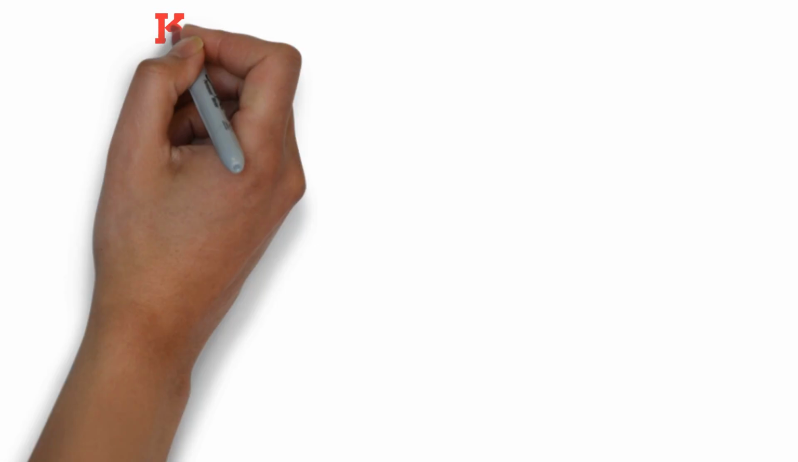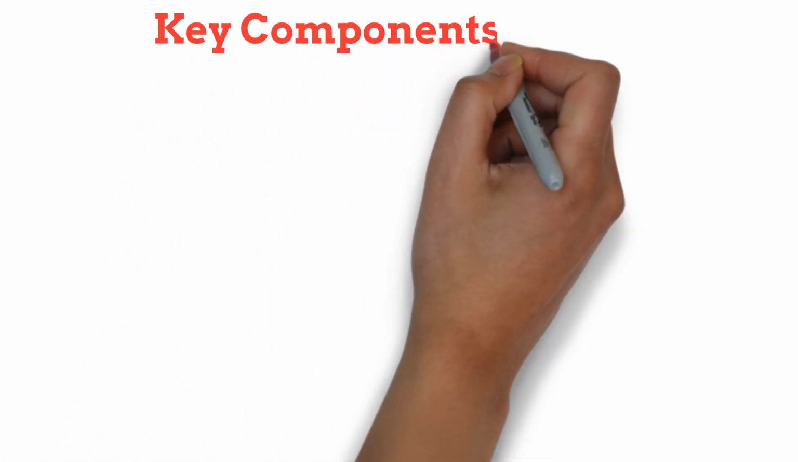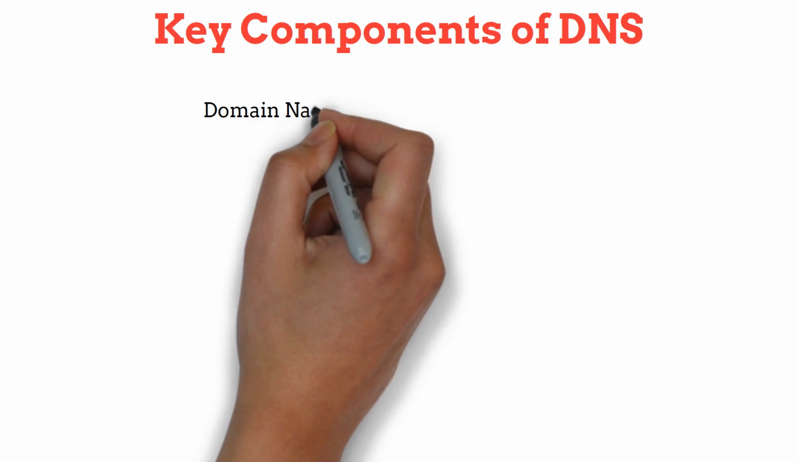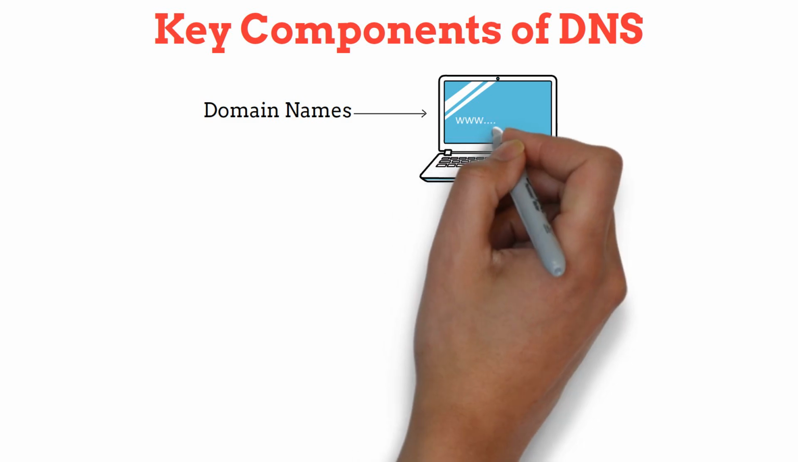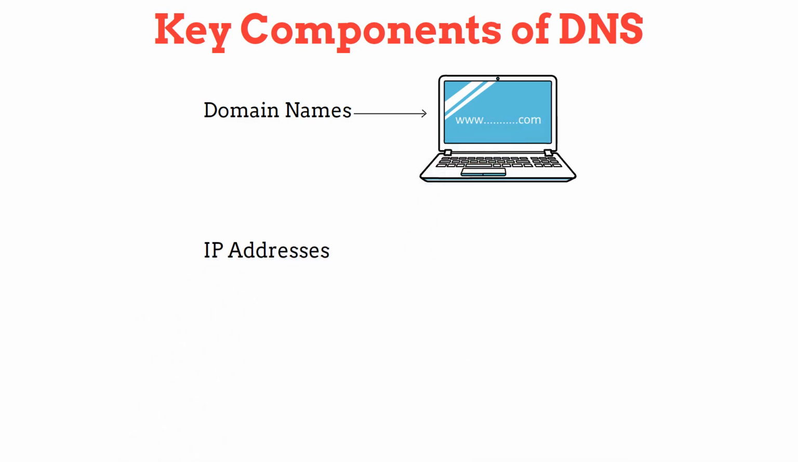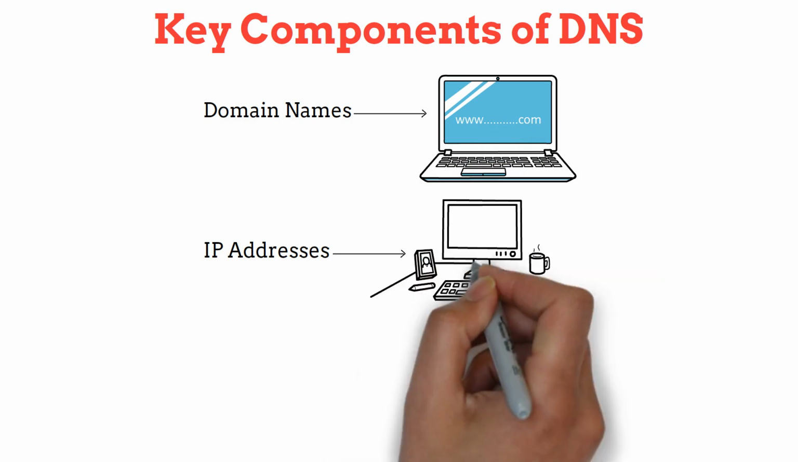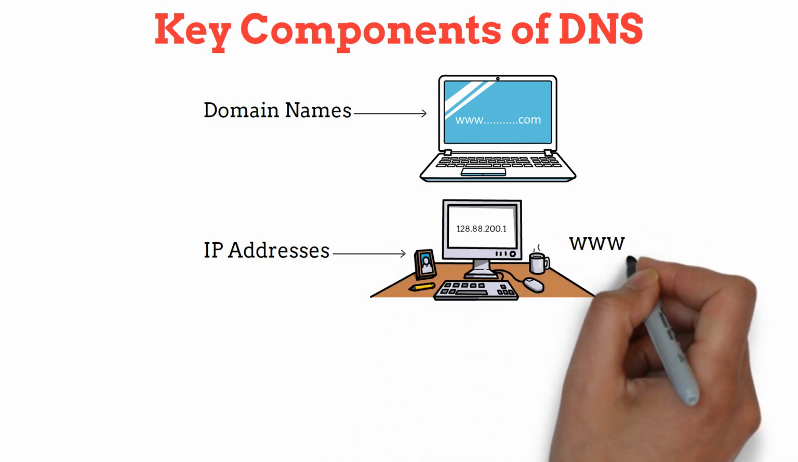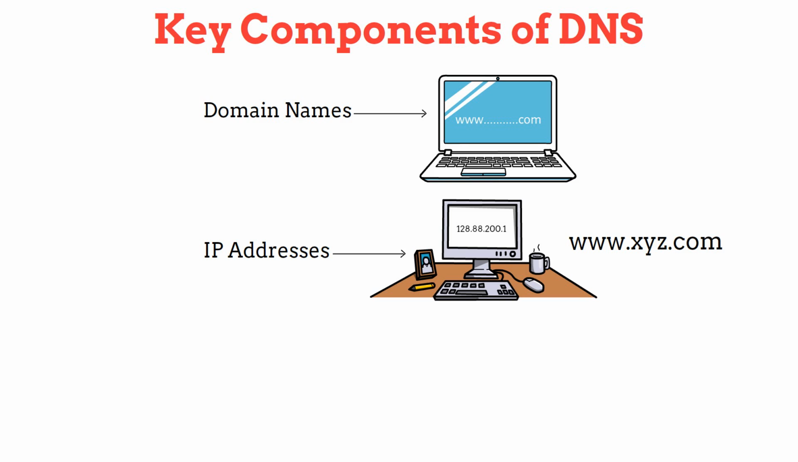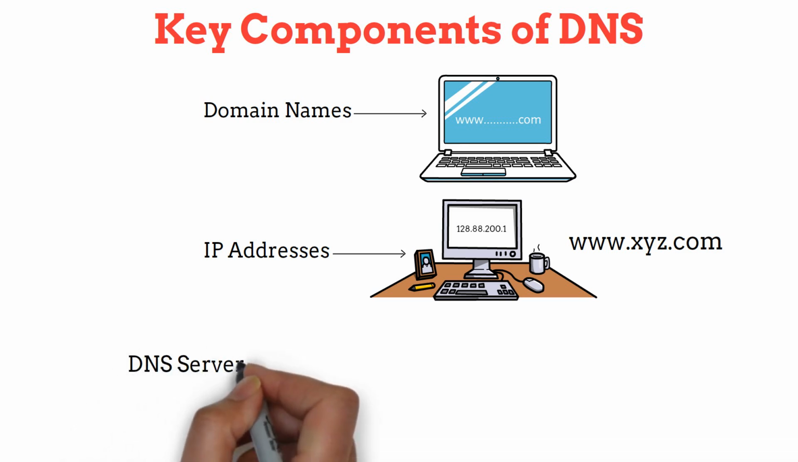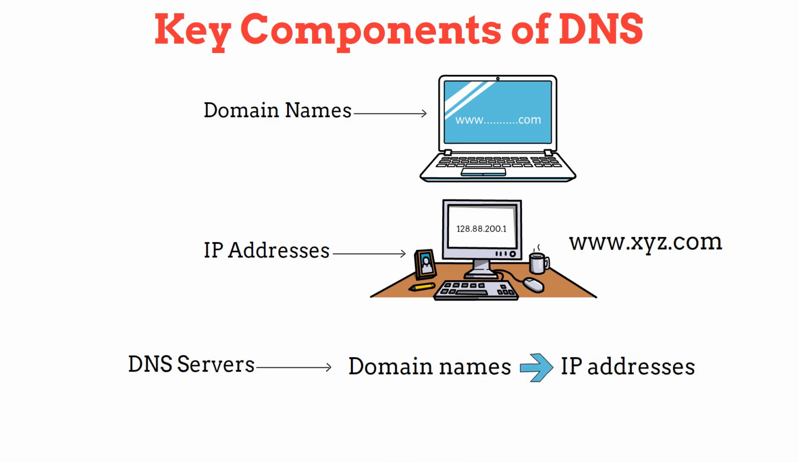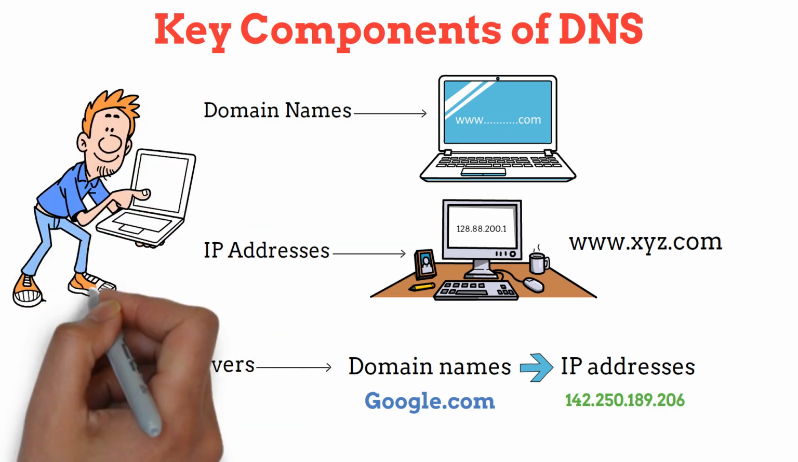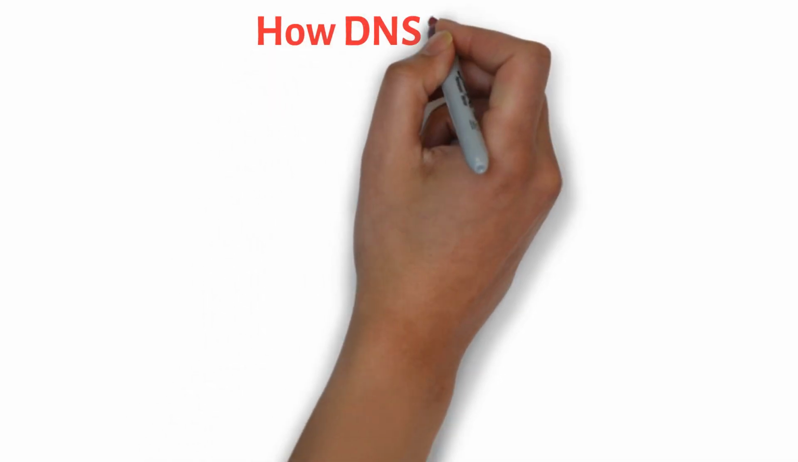All right, let's take a look at the key parts that make DNS work. Domain names. These are the names we type into our browsers, like www.example.com. IP addresses. These are the unique numbers that represent computers or websites, like 192.168.1.1. DNS servers. These are specialized servers that do the translation work from domain names to IP addresses. These three components work together to ensure you can browse the web without any headaches.